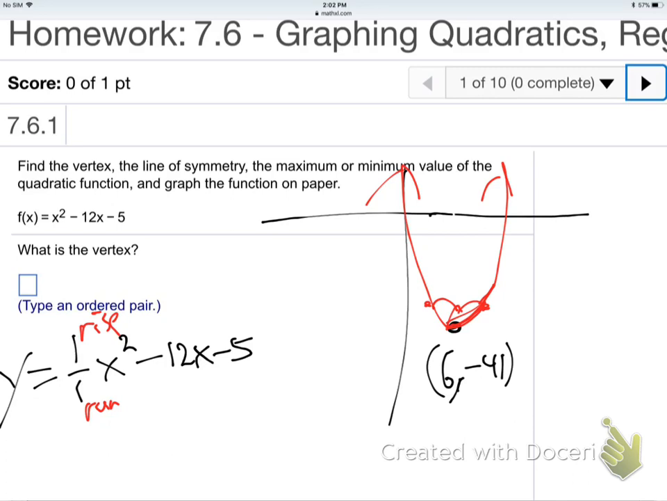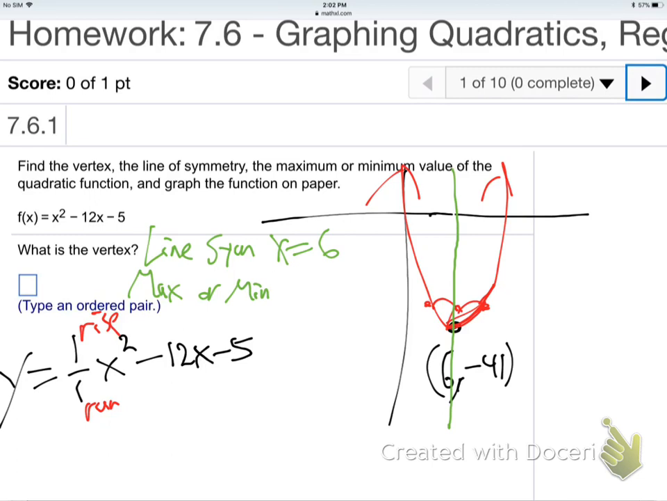And then they're going to ask all the same questions. What's the line of symmetry? That's the line that goes right through here. That's the x coordinate, right? X is 6. You okay? Line of symmetry is always x equals the x coordinate of the center, just like it was in the last section.